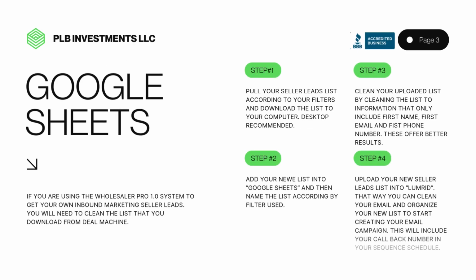Google Sheets. If you're using the Wholesaler Pro 1.0 system to get your very own inbound marketing seller leads, you will need to clean this list that you download. Step number one, pull your seller leads list according to your filters and download the list to your computer.